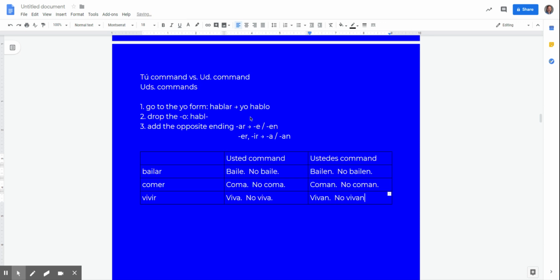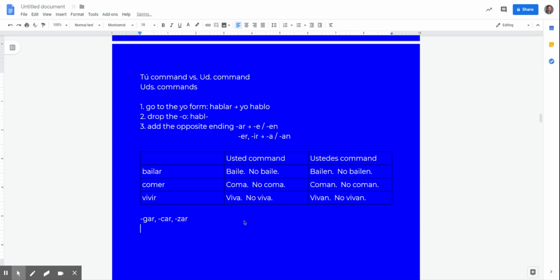No vivan is for the negative for a bunch of people. Y'all don't live. No vivan en Porter. Okay? So there you go right there. The same things before we talked about with the negative tú commands, GAR verbs, CAR verbs, and ZAR verbs have those spelling changes. Those spelling changes apply here as well.